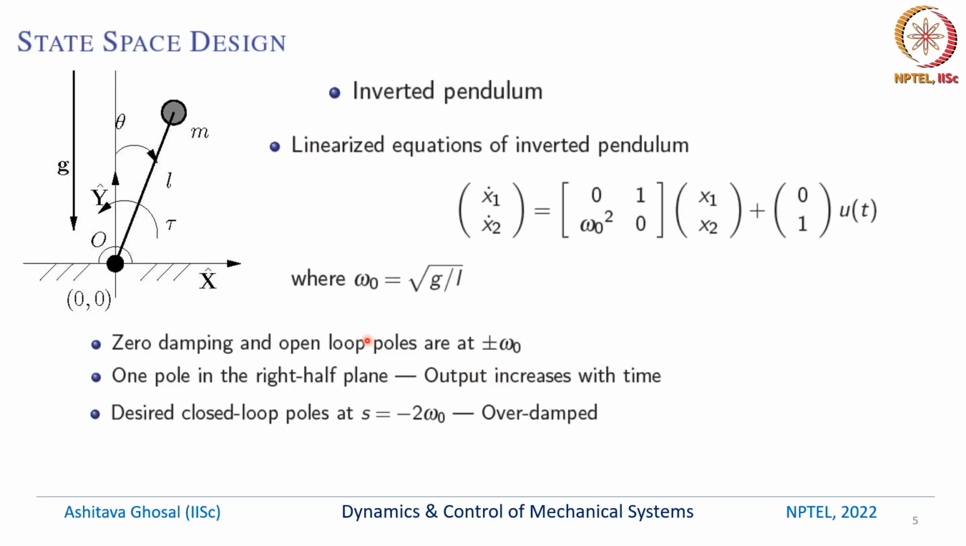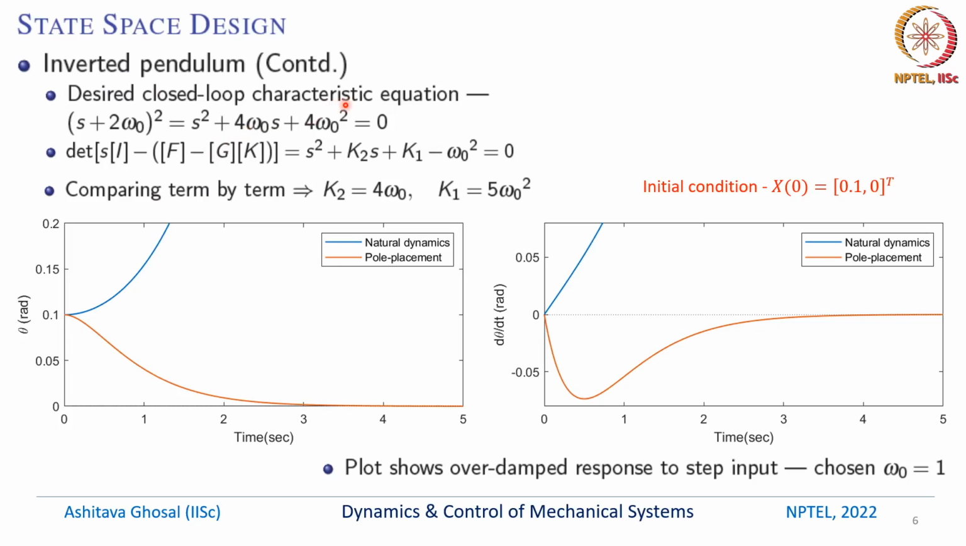So let us say now that we want to design a controller such that the desired closed loop poles are at s equals minus 2 omega naught. Basically in the s plane, we had plus omega naught, minus omega naught, and the controller poles should be at minus 2 omega naught. So there are two of them. Continuing, the desired closed loop characteristic polynomial is s plus 2 omega naught whole square, and we can expand this as s square plus 4 omega naught s plus 4 omega naught square equal to 0.